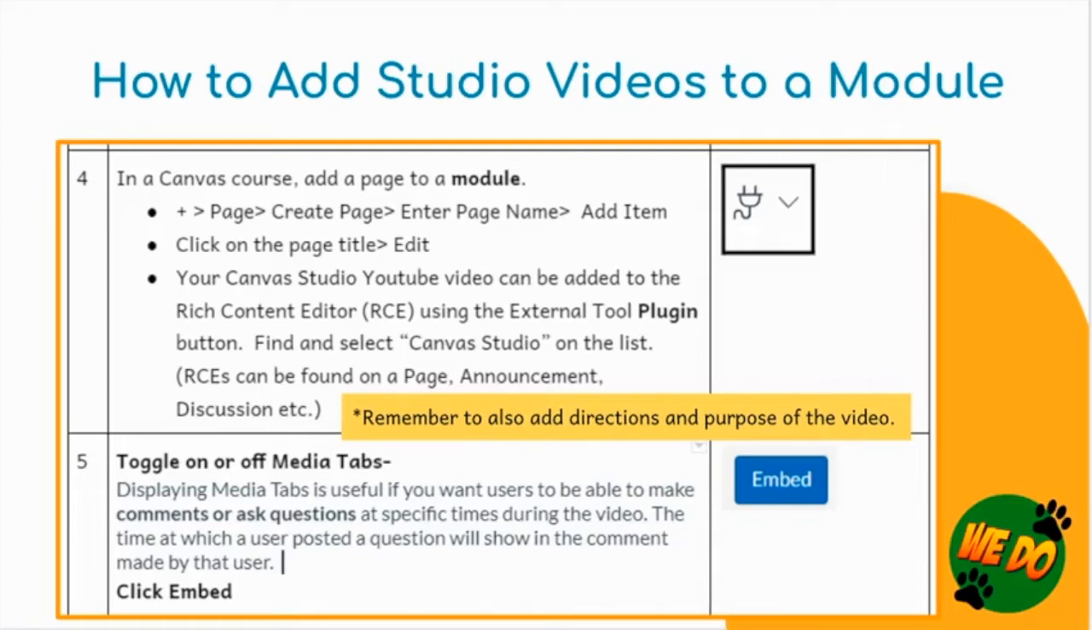Once you get it open, you're going to toggle on or off the media tabs. Okay? Displaying media tabs is useful if you want users to be able to make comments or ask questions at specific times during the video as they watch it. The time at which a user posted a question will show in the comment made by that user, if you want to use that. Once you've decided if you want to toggle it on or off, you'll click Embed, and that will put your video within that editor.